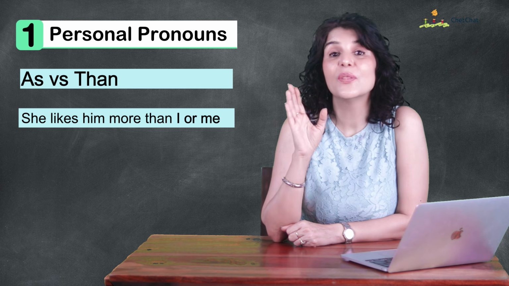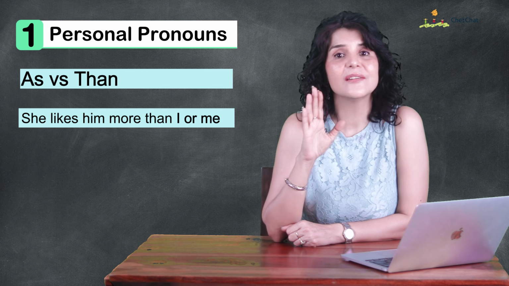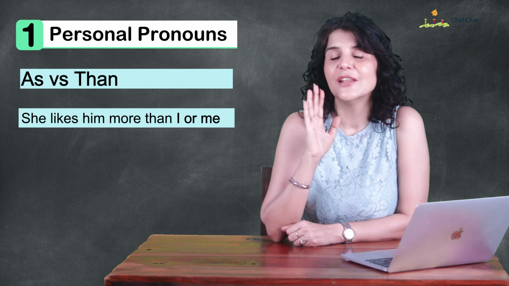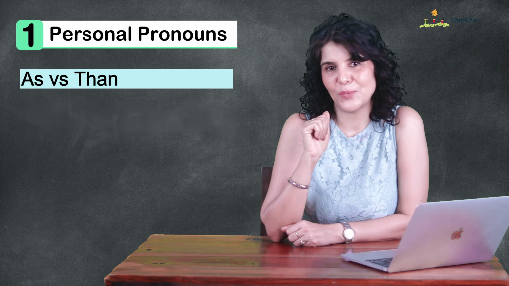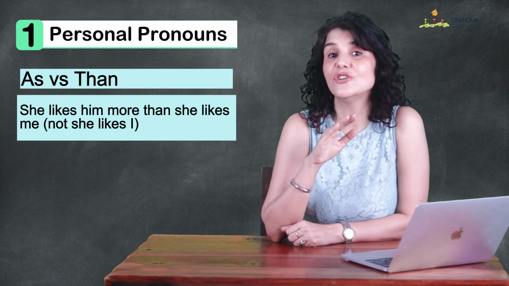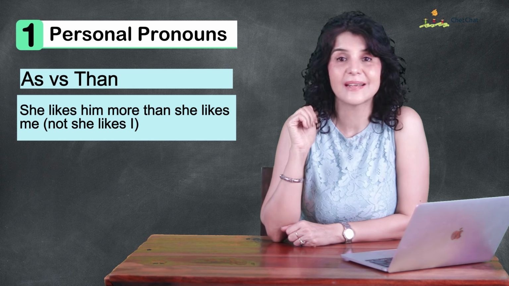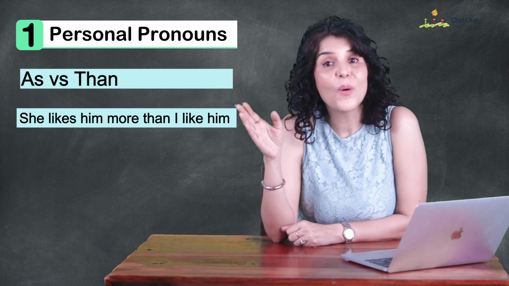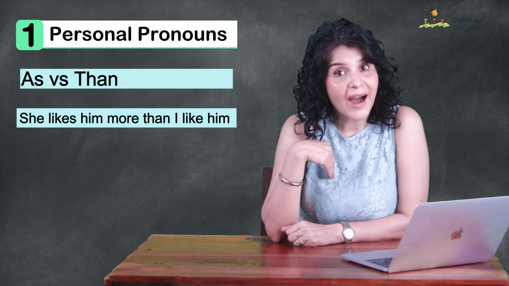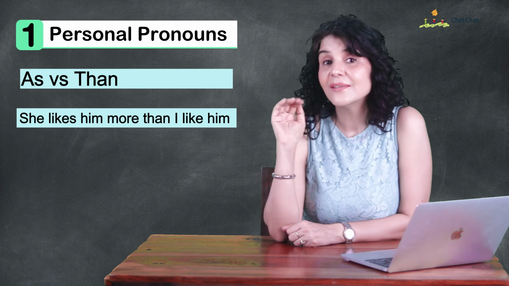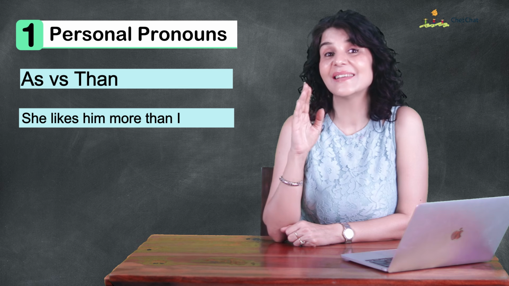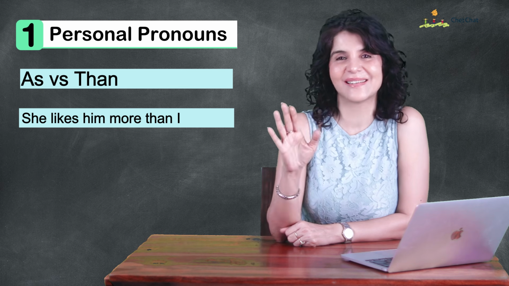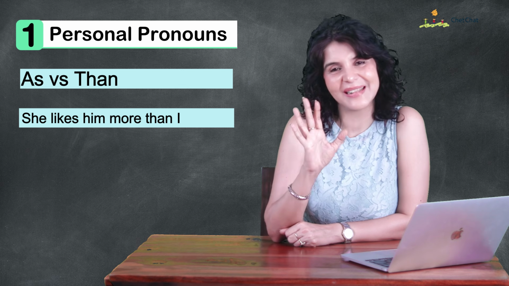She likes him more than I or me? Here, there is no missing verb. But can we break it up and complete the sentence? I would complete the sentence in two different ways. She likes him more than she likes me. So in this case, I'll use me. But what if I say she likes him more than I like him? So then it would be she likes him more than I. But you have to complete the sentence and find the missing verb, and only then you will get the right answer.